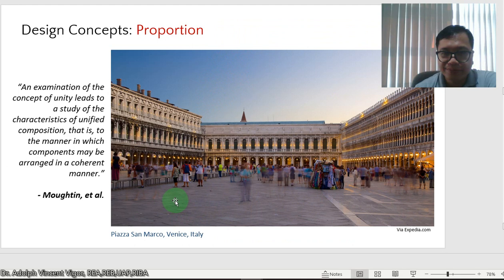And we have here an example of proportion. The example is the Piazza San Marco in Venice, Italy. Here, Moten et al. said that an examination of the concept of unity leads to a study of the characteristics of unified composition. That is, to the manner in which components may be arranged in a coherent manner. So, if you look at the composition, it is thus proportion, it's also coherent.